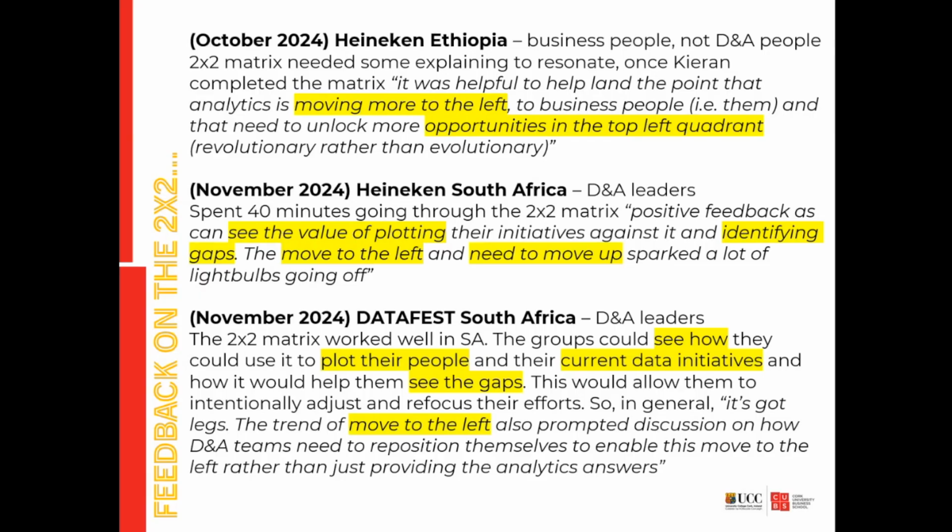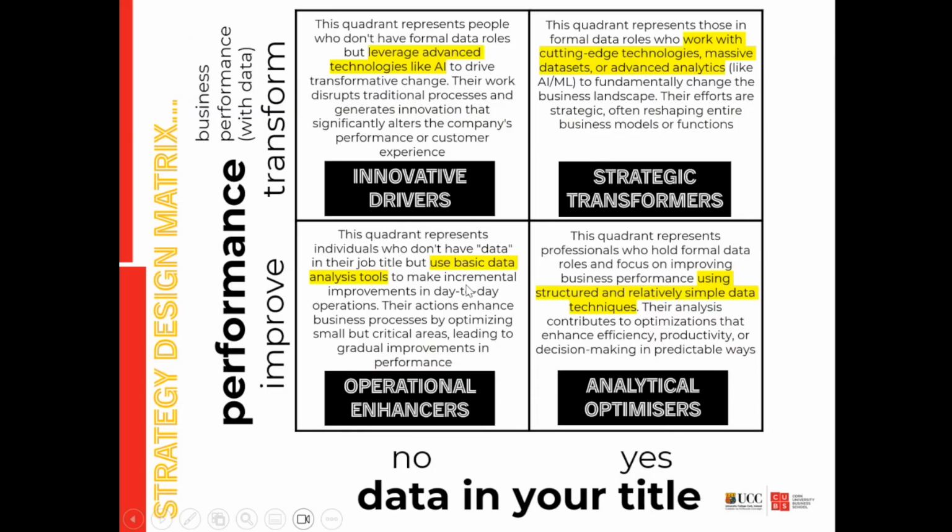And if you look at what's in yellow, in terms of the highlighted text, you can see that there's this sense of moving to the left and opportunities in the top left quadrant. Now, again, we'll come back to that, but we can recall what's in that top left quadrant. And that's where we have those who don't have data in their title who are looking to transform their business. So again, interesting, this idea of moving to the left. Independently, and just to identify where that particular section is: no data in your title, and you're in that transformative business process quadrant.